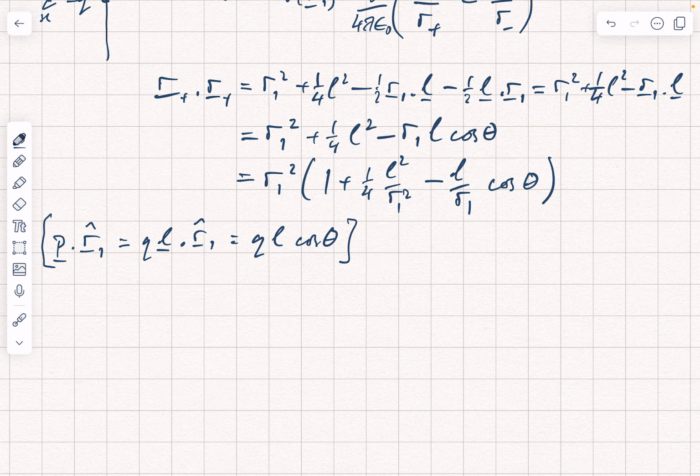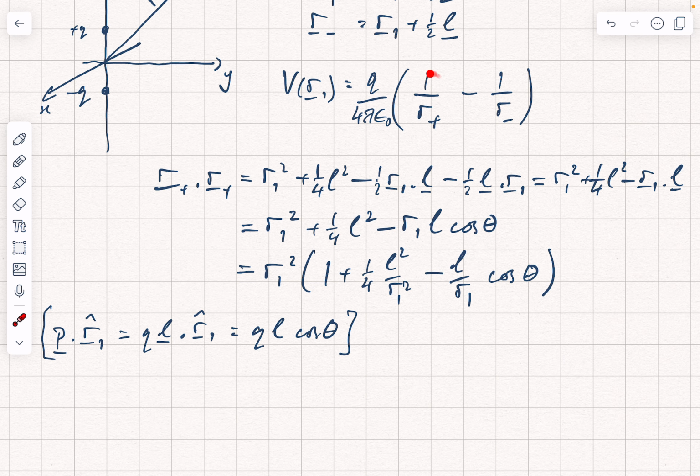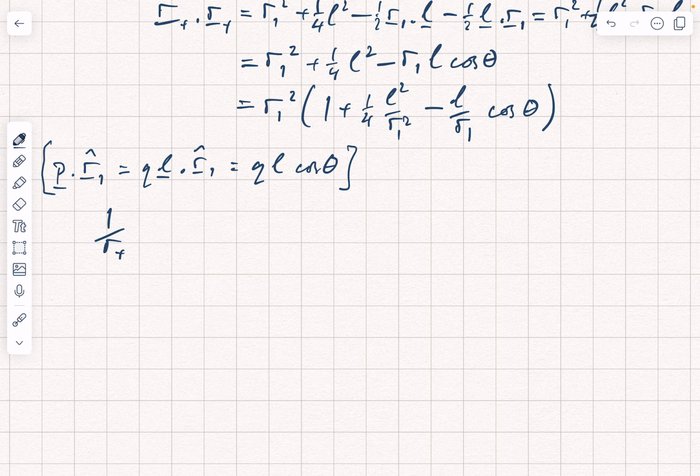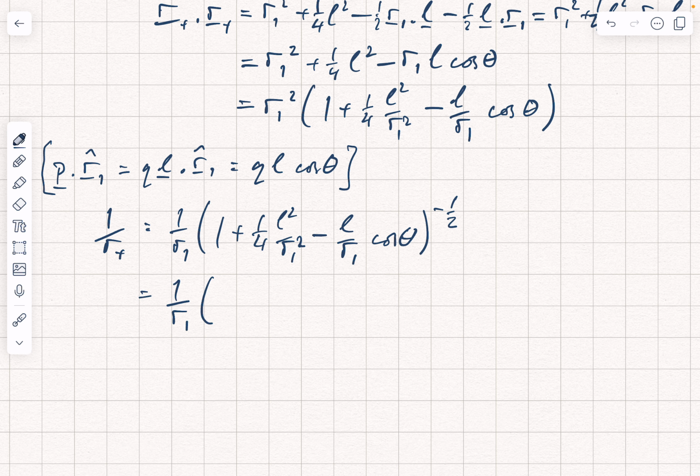Okay, so let's think about what we actually need to do. In order to calculate the potential, we need to find a 1 over R plus and a 1 over R minus. So let's write those out. So 1 over R plus is given by 1 over R1 into 1 plus a quarter L squared over R1 squared minus L over R1 cos theta to the power of minus a half, which we can write as 1 over R1 into 1 plus L over 2R1 cos theta, because that's a factor of a half. And then we would also, if we were being complete, add in a factor of minus 1 over 8 L squared over R1 squared.